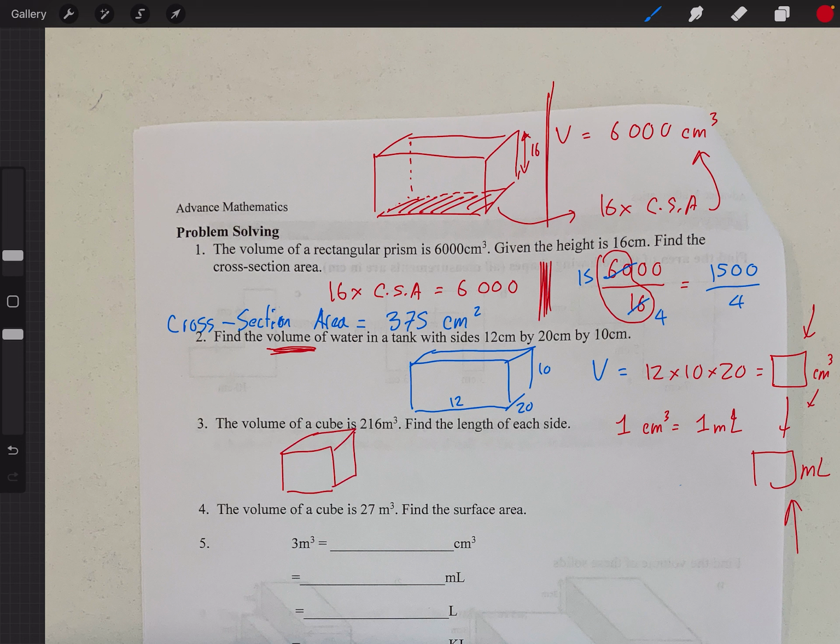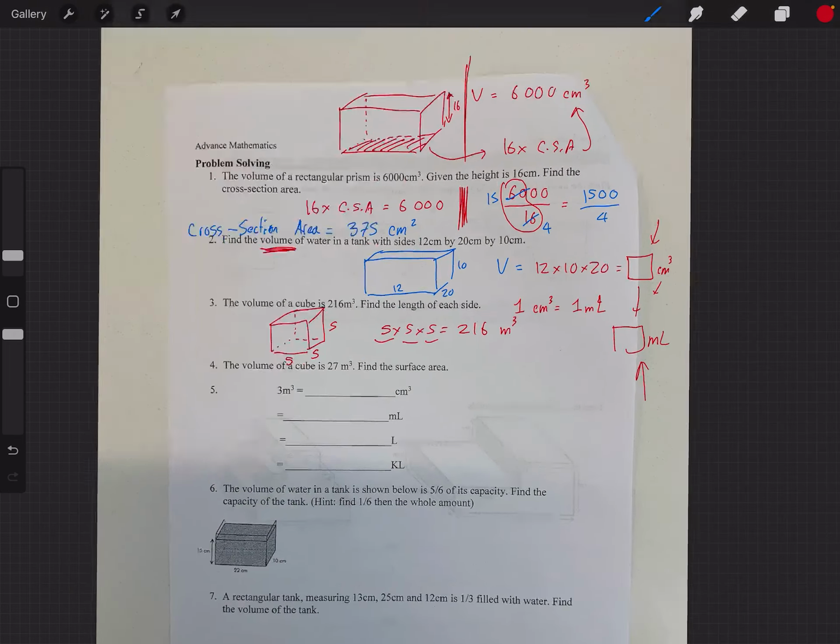Now to find the volume of a cube, we just multiply the length, the width and the height. But the length, width and height are the same numbers, right? So the cube has all the sides the same. So instead of calling it L, W and H, I'm going to call it side, side and side. So side times side times side is equal to 216 meters cubed. So what 3 numbers that are the same multiply to 216?